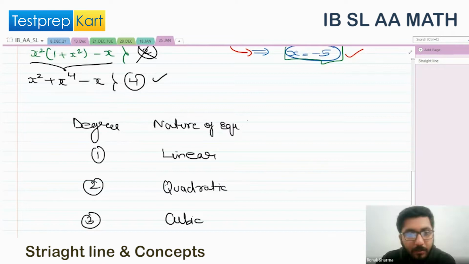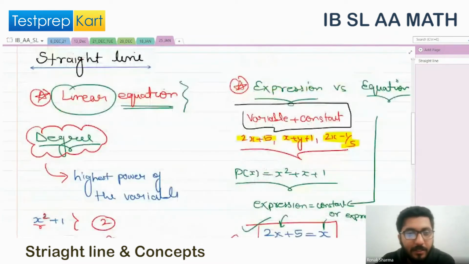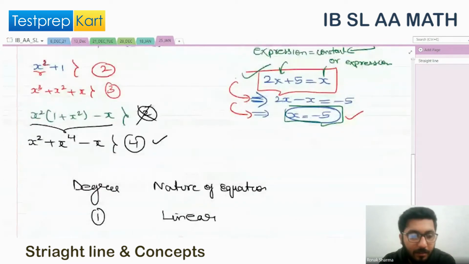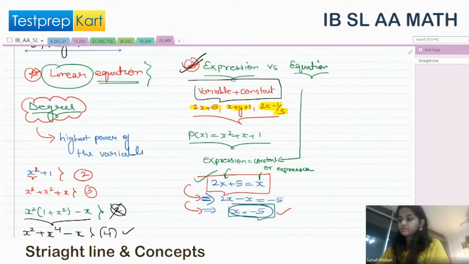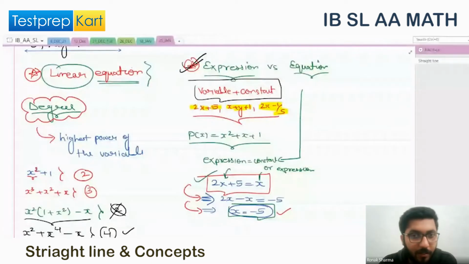You are noting it down or not? Note it down. You can note down the basic expression and equation part, and then the nature of equation. I'm giving it 2 minutes. Go for it. Done? Okay, tell me when you're done.